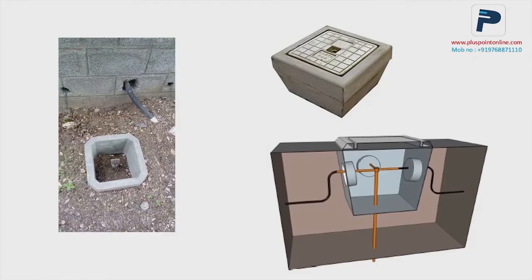Nowadays, people have become more sophisticated and sometimes concrete earth pits are also used. Concrete earth pits consist of a big block around your rod, and your house earthing is connected through it. This is called a concrete earth pit. So these are the different kinds of earth pit.